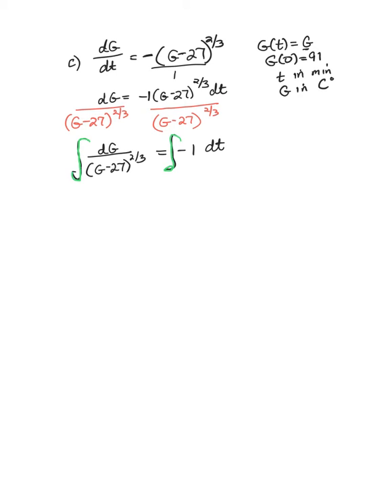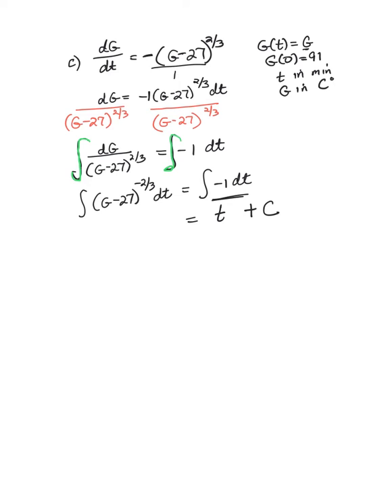Okay, now we'll rewrite the left side as G minus 27 to the negative 2/3. Whenever we have a quotient in the integrand, we could always bring that denominator back to the numerator by negating the exponent. And this side is just negative 1 dt. Now, this is an easier integral. The integral of negative 1 with respect to t is t, and we said we'll add c on the t or x side.